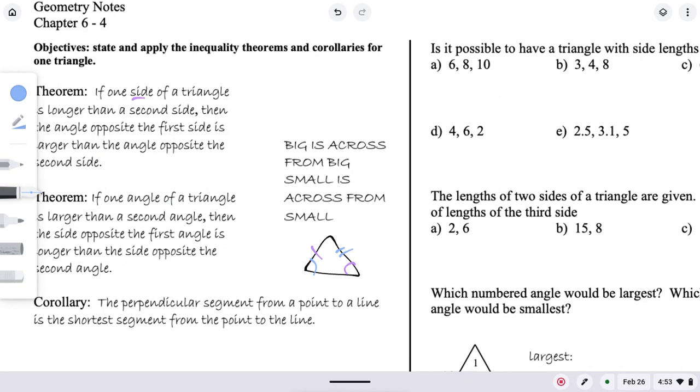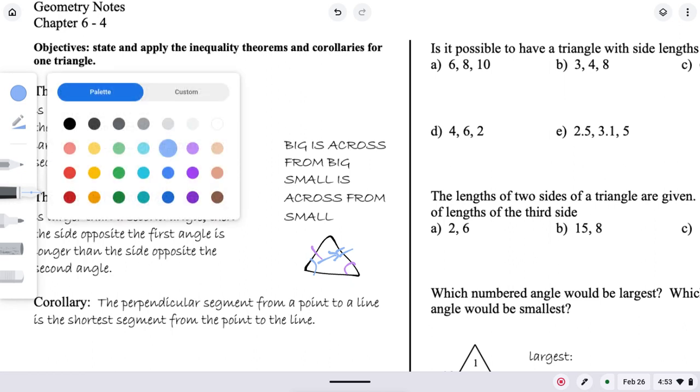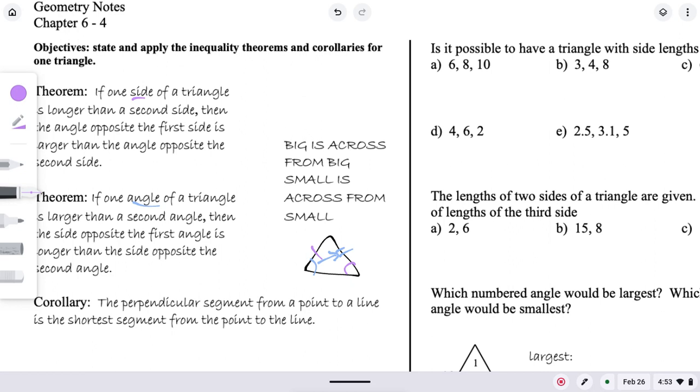So both of these theorems are the same thing. It's just, does it start with angles or does it start with sides? Because if I'm going from the big angle to saying that's the biggest side, that's one theorem. But when I'm talking about going from a small side to a smaller angle, that's the other theorem. So the main thing you need to remember is what the shortcut is over here, that big is across from big, small is across from small. So whether you're starting with sides or angles, either way that's true. So those are those first two theorems.